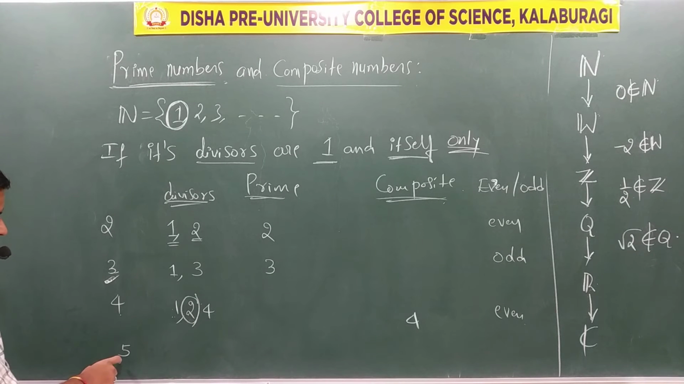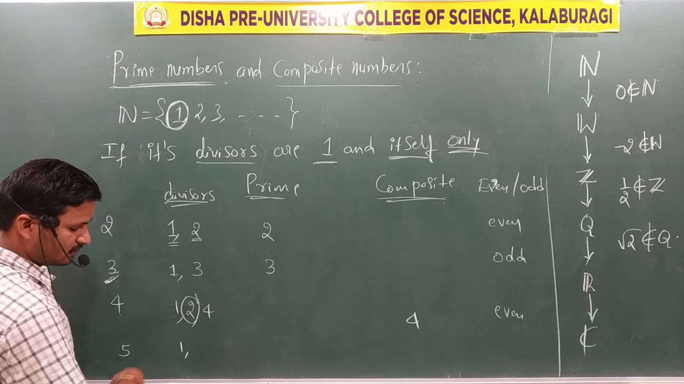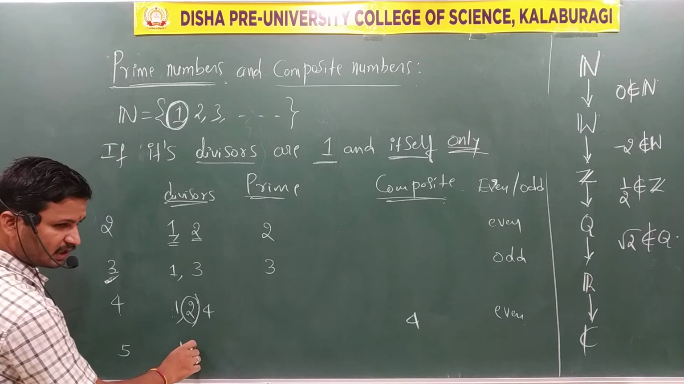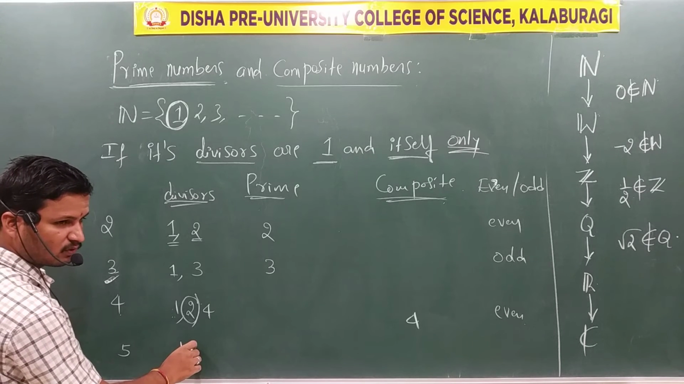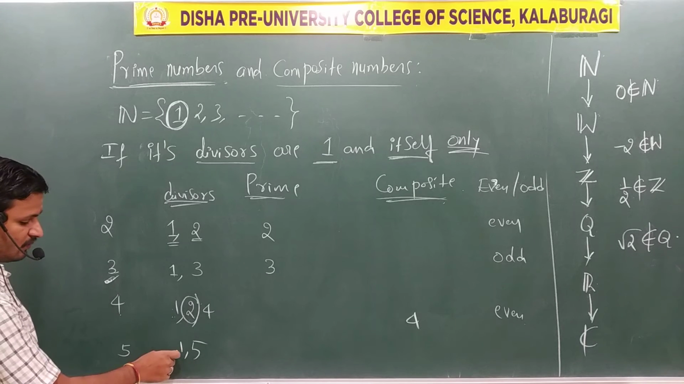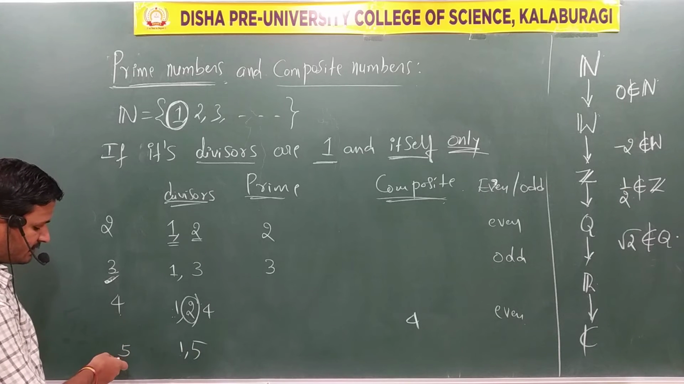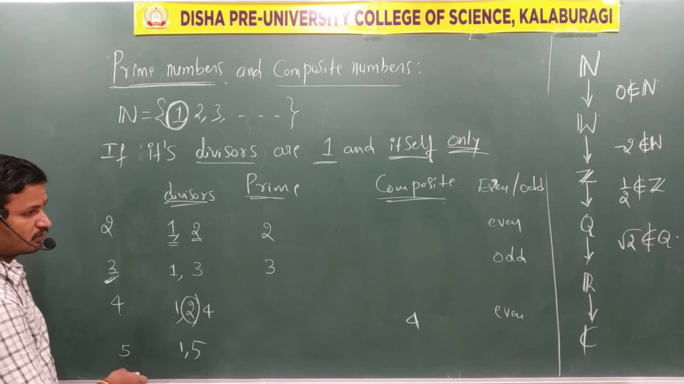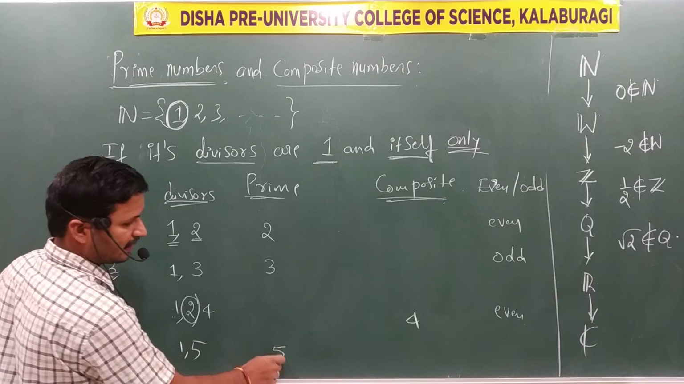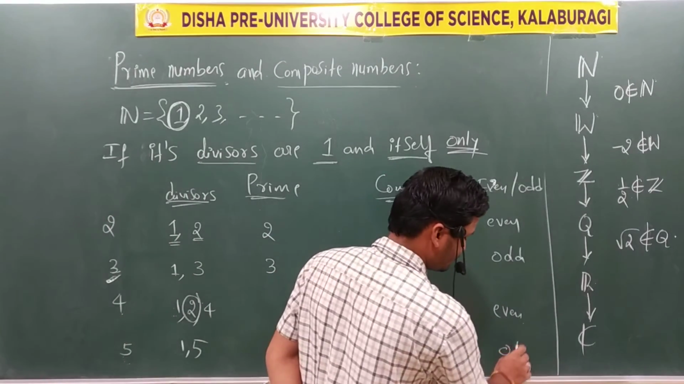Next, number 5. Whether the divisors of 5 are 1, 2? No. 3? No. Next 4? No. So, only 1 and 5, that means 1 and itself are the divisors of the number 5. Therefore 5 is a prime number. 5 is not a composite number. But here 5 is odd.